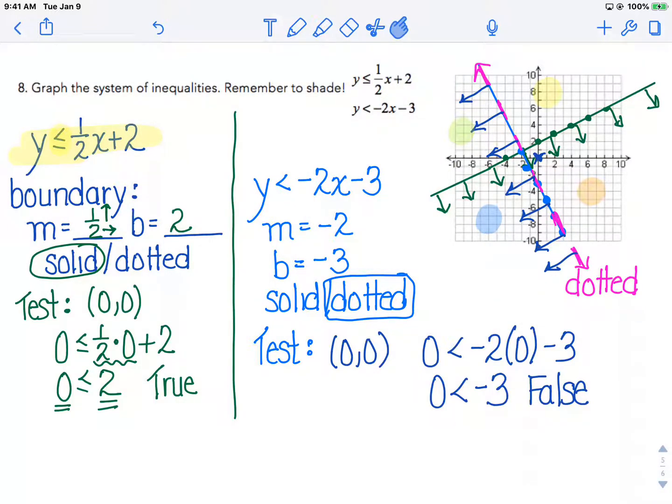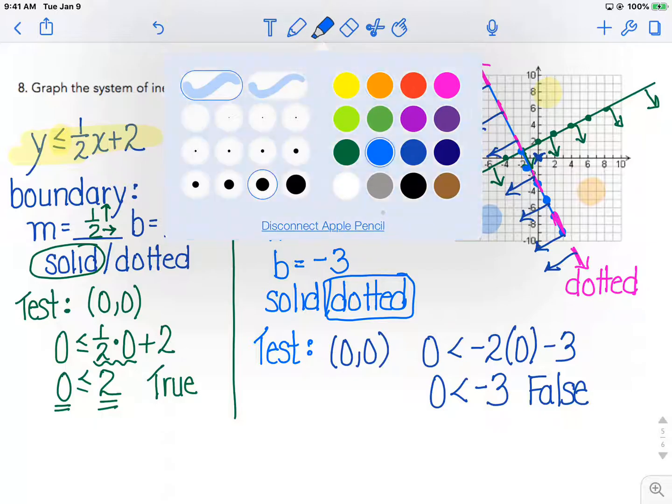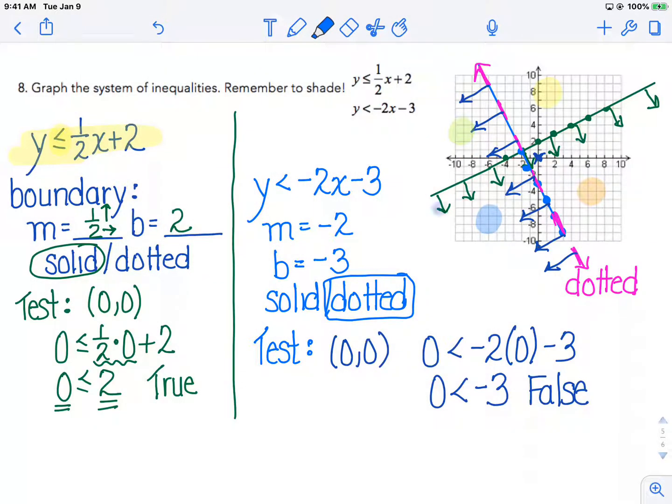Now I want to know which region has solutions to both inequalities, so I have to look at which region both of them are pointing into. And on ours, it's that blue region down here that these arrows are pointing into and these arrows. So then the solutions to both inequalities are in here, and that should be where our solution set falls.